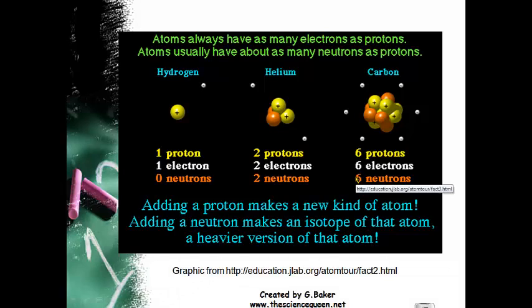So here's an example. Again, an atom always has the same number of electrons and protons, and usually it has the same number of protons and neutrons as well. And these are some examples. Hydrogen is an atom. It's a gas. It's the gas that's located in most suns, and it has 1 proton and 1 electron and no neutrons. Helium is the gas that you put into balloons to make them float. It has 2 protons, 2 electrons, and 2 neutrons. And carbon is an atom that most living things are made out of. It has 6 protons, 6 neutrons, and 6 electrons.